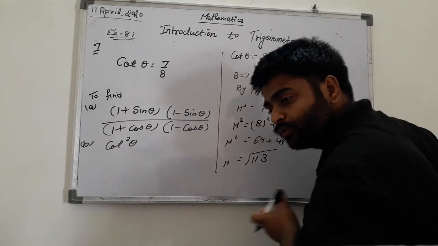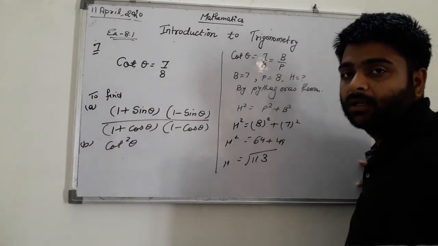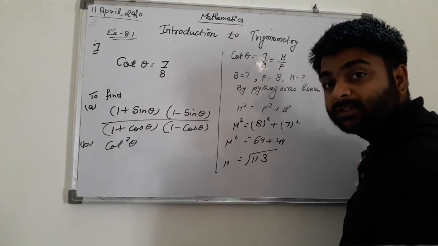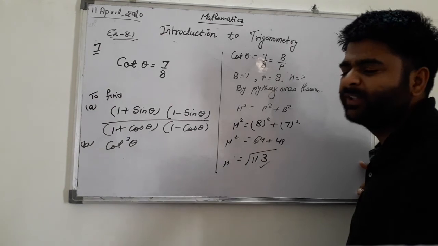Now why do we use this value as H? Because it's not a perfect square, so we cannot find the exact value of the square root. So we have used this same value. There is no change.